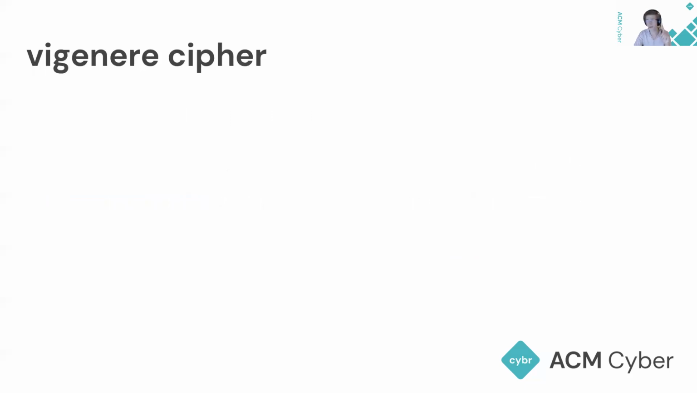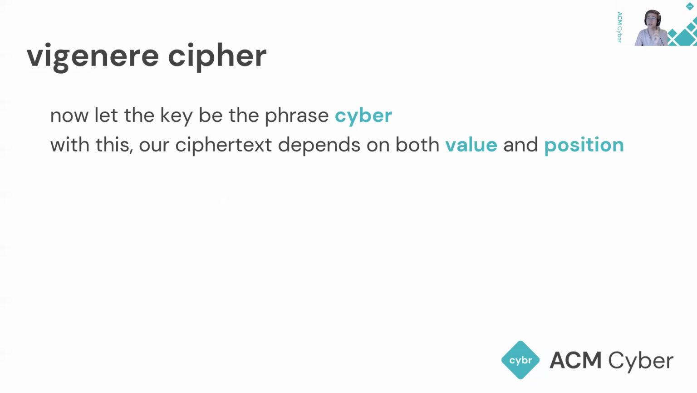So Vigenere Cipher, before the key was kind of this permuted alphabet, let's have the key be some kind of phrase. So in this context, I'll pick cyber. Now with this cipher, the ciphertext depends on both the value of the character in the sentence as well as the position of it, right? So in this way, you have a non-one-to-one substitution cipher. Let me just show you how it works.